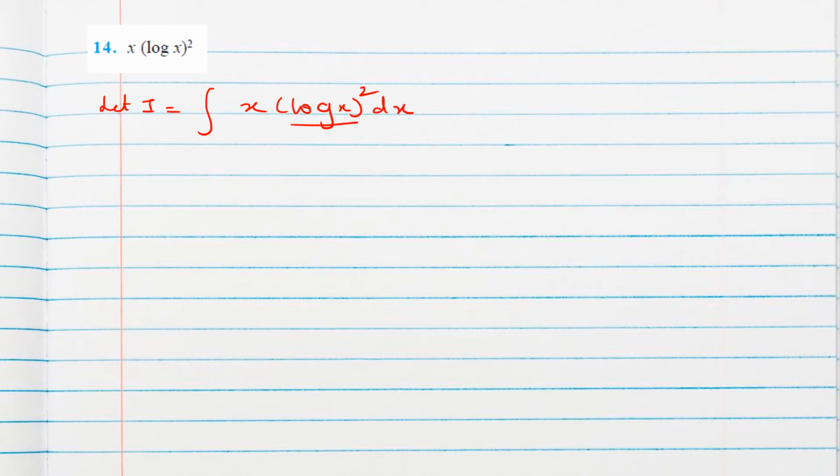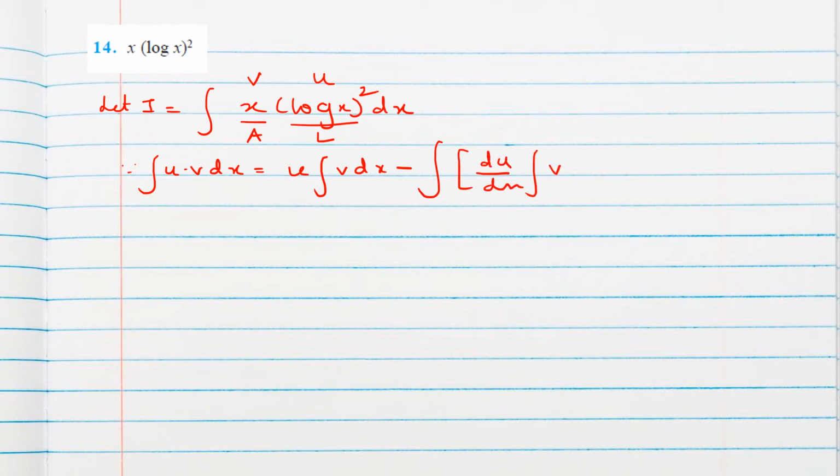So this is the logarithmic function, this is algebraic. So this will be our u, this will be our v. Recalling the LIATE rule: first function, second function. Since we know the integral of u v is u times the integral of v, minus the integral of the derivative of u times the integral of v. So we can apply the formula here.